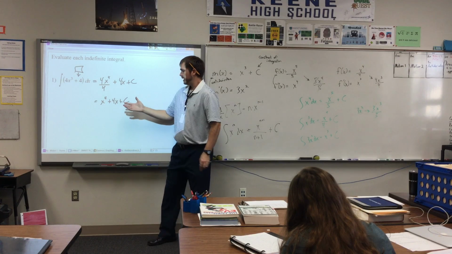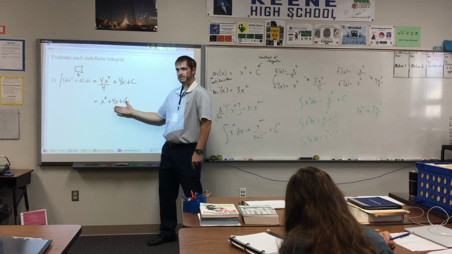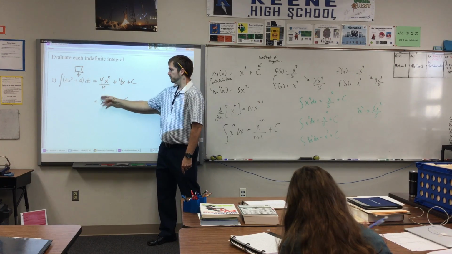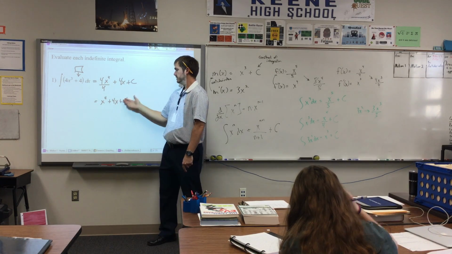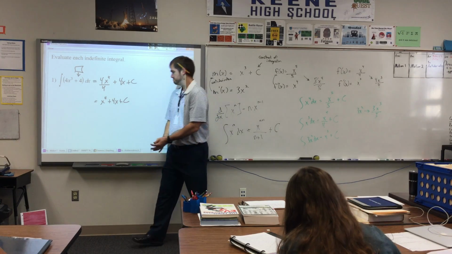Because, how can I check to make sure this is correct? Find the derivative. Take the derivative of it. 4x cubed, check. Plus 4, check. And then that goes to 0. Yeah.